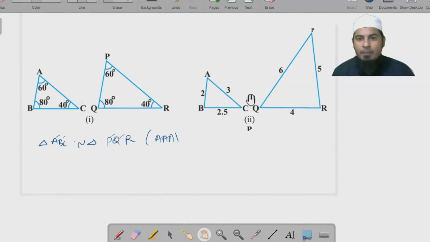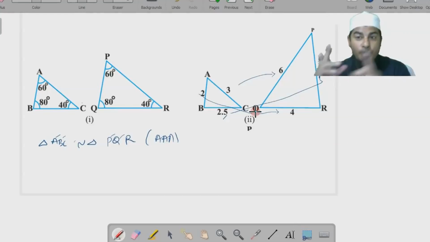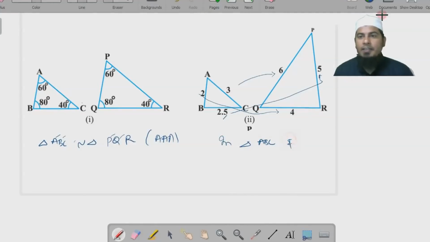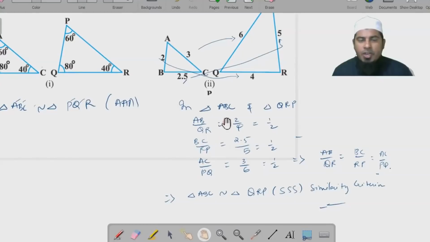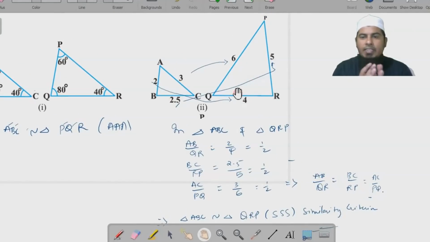With triangle ABC and triangle PQR, cross check. This is 3 and we got this as 6, exactly double. This is 2.5, we got double of 2.5, and here we got 2, here we got 4. So all the sides are in the same ratio, but the order is very important. So let us write the order. When we are having the triangles ABC and we cross check, each and every side is doubling, but the order we need to understand. Triangle ABC and triangle QRP.